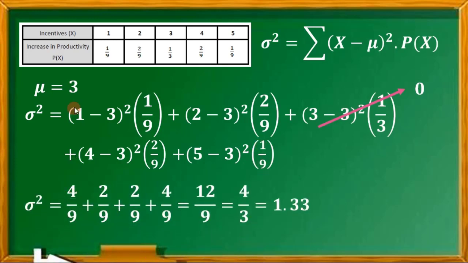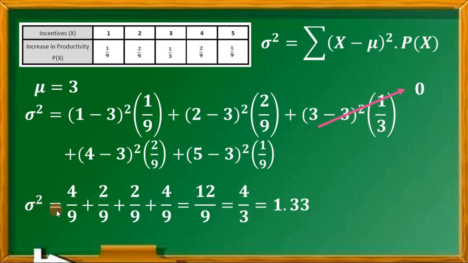So we simplify further. We have 1 minus 3, this is -2, square that, it's 4, so 4/9. Then we have -1, square that, it's 1 times 2/9, that's 2/9. Plus another 2/9 here. And this one is 5 minus 3, that's 2, square that, it's 4, times 1/9, that's 4/9. Summing this up, we have 12/9 or 4/3, or simply 1.33. This is the variance or the sigma squared.